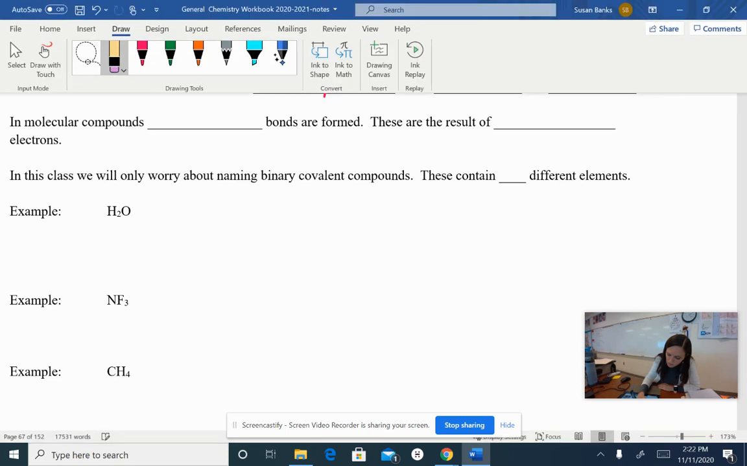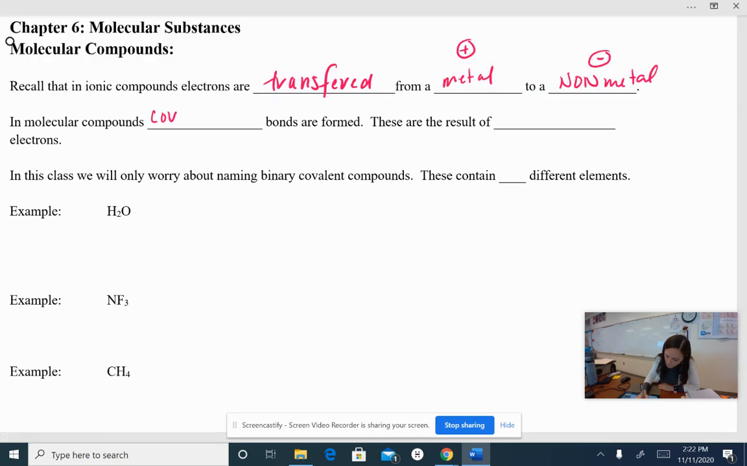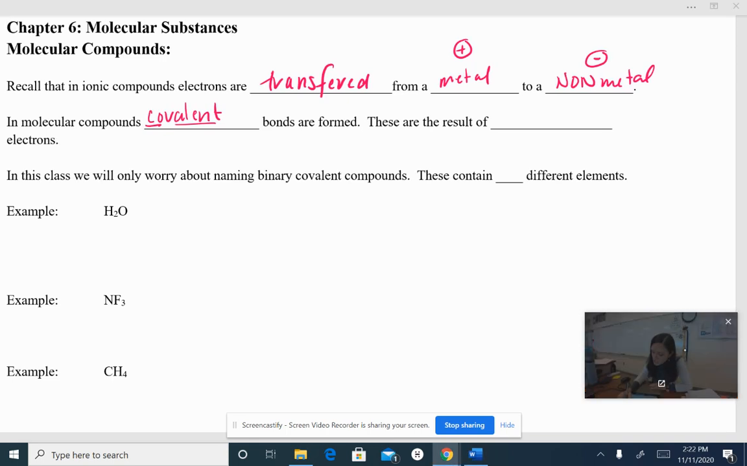Now I want to break down this word covalent. Let's think of things that start with the prefix co. Cooperation, coordination, things like that. Co means with or together. So if I have co, and then valent is coming from our valence electrons. So if I'm saying a covalent bond, I am sharing electrons between two atoms. So these bonds are the result of shared electrons.